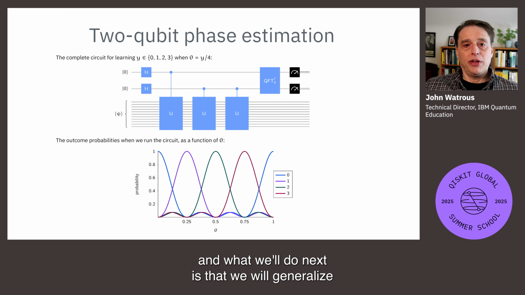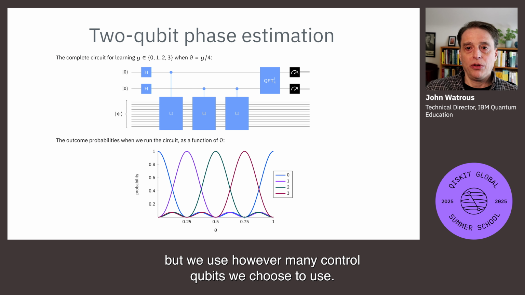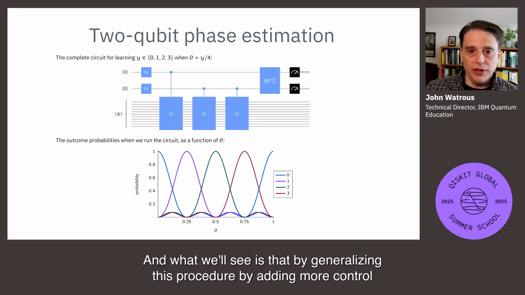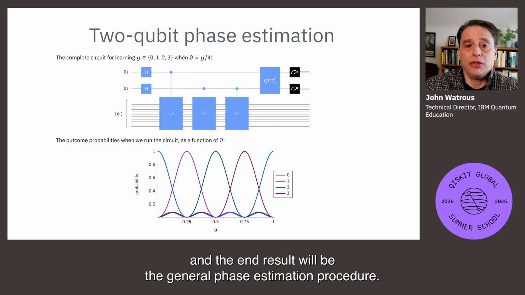And what we'll do next is that we will generalize the procedure where we don't stop with just two control qubits, but we use however many control qubits we choose to use. And what we'll see is that by generalizing this procedure, by adding more control qubits, we'll be able to get more and more accurate approximations of theta. And the end result will be the general phase estimation procedure.